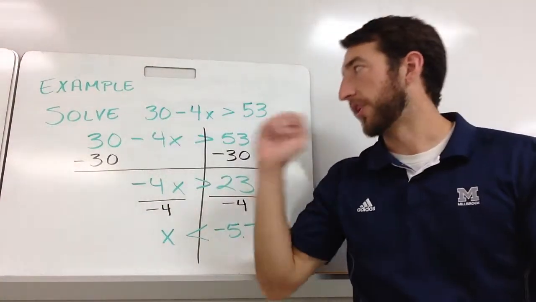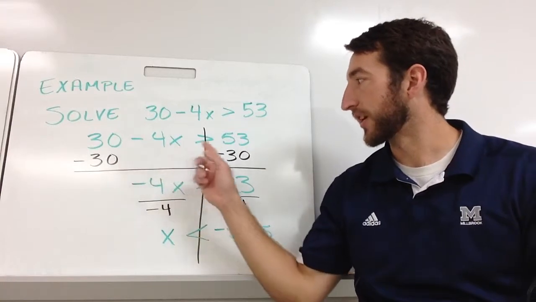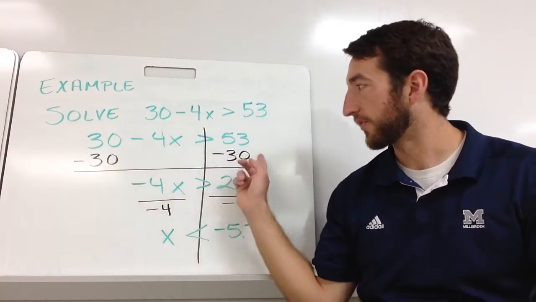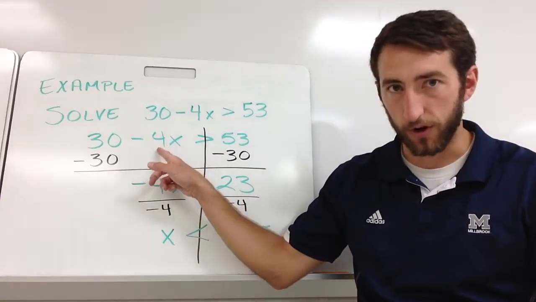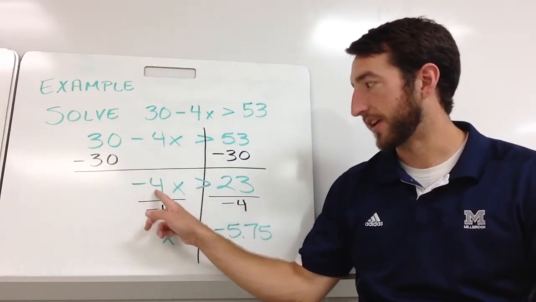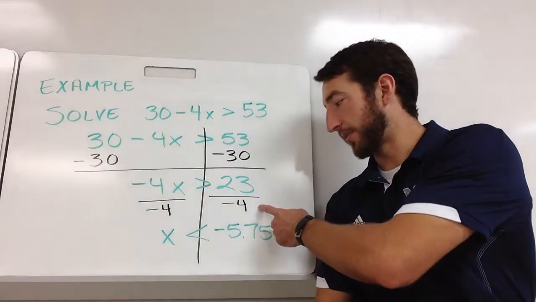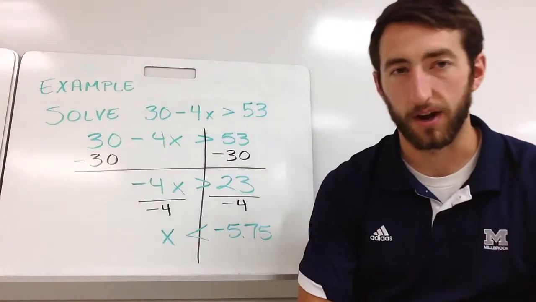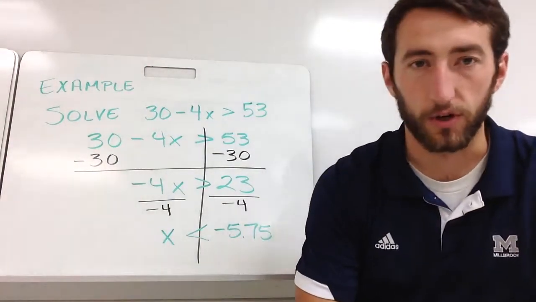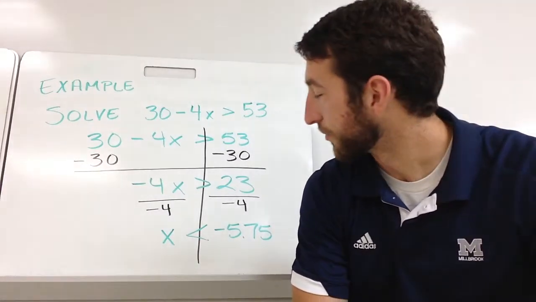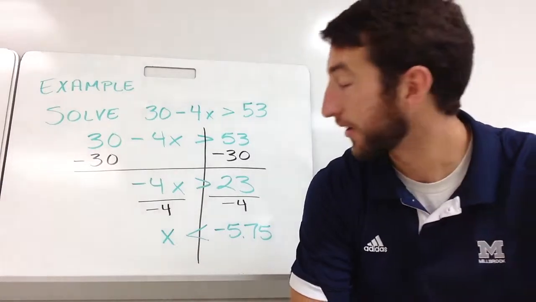All right, so we want to solve 30 - 4x greater than 53. So 30 - 4x greater than 53. Subtract the 30 from both sides because I've got to get my x by itself. Remember, that negative only goes to the 4. So we bring down the negative and the negative 4. So I divide both sides by negative 4. And so then I get 23 divided by negative 4, which is equal to negative 5.75. Or you can leave it as the improper fraction of 23 over 4, which is also okay.